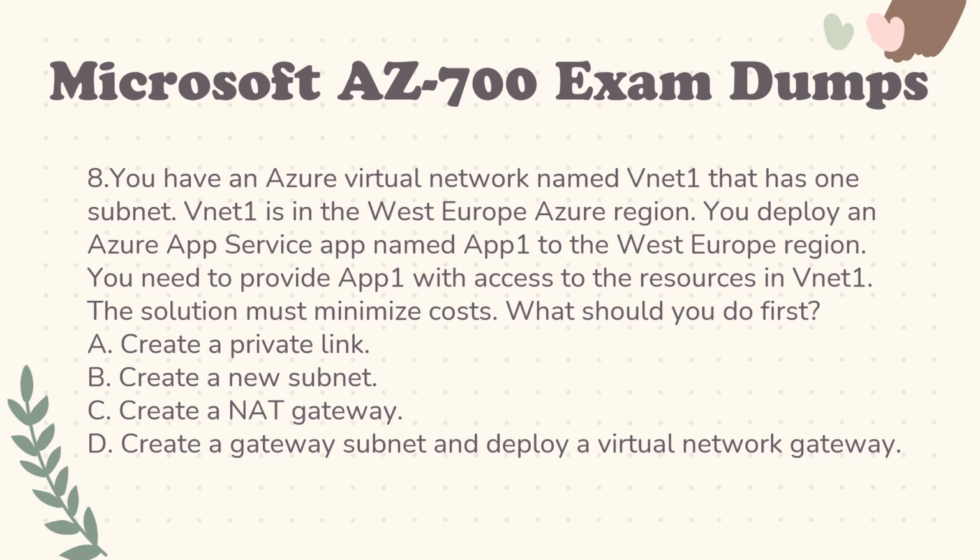8. You have an Azure virtual network named VNet1 that has one subnet. VNet1 is in the West Europe Azure region. You deploy an Azure App Service app named App1 to the West Europe region. You need to provide App1 with access to the resources in VNet1. The solution must minimize costs. What should you do first? A. Create a private link. B. Create a new subnet. C. Create a NAT gateway. D. Create a gateway subnet and deploy a virtual network gateway.